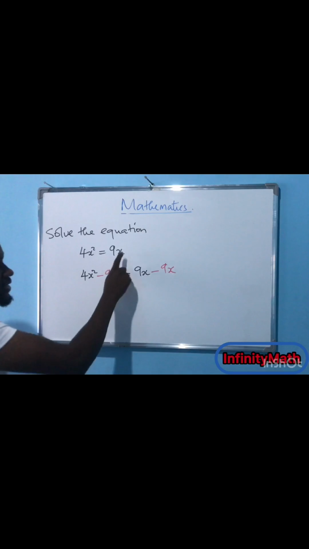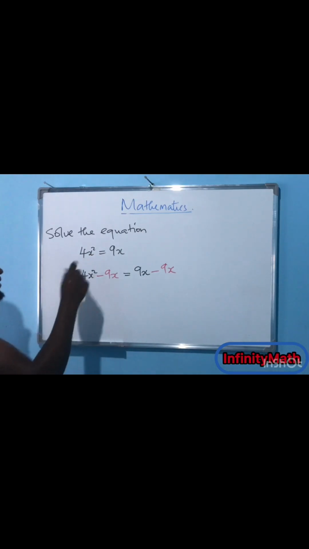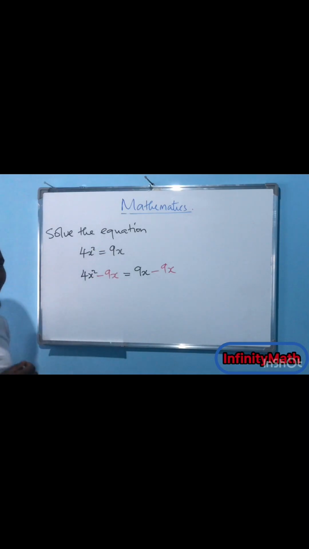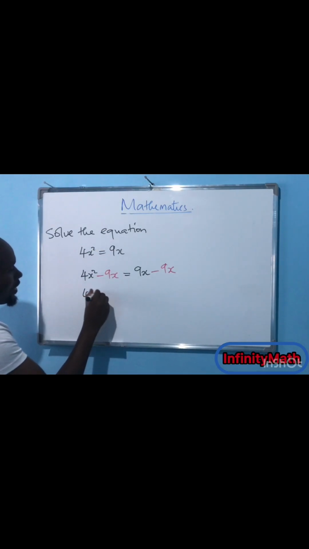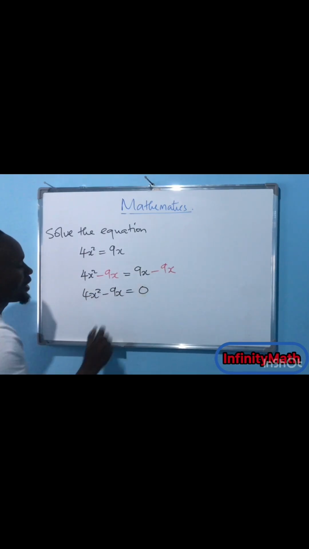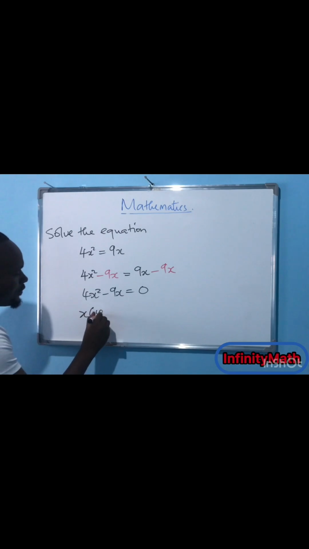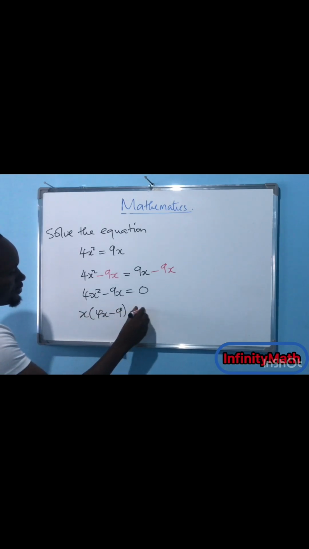If we do anything to this part and we don't do anything to the other side, the equation will not be balanced, and so this equal sign will not suffice. So if we do this, now we're going to have 4x squared minus 9x, and this side will have 0. Once you have this kind of setup, it's very easy to find the value of x, because we have x here and x there. We can easily factor out x. So we can have x times (4x minus 9) equal to 0.